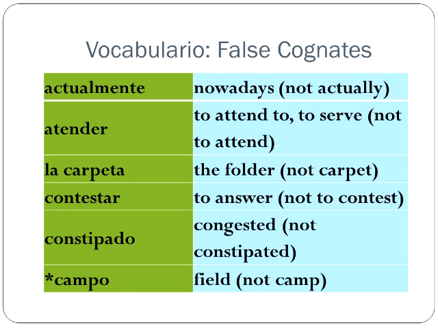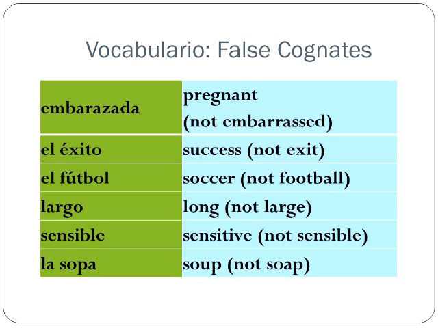We're going to do some practice as I go over each of these. Contestar is to answer, not to contest. And we have constipado, that means you're congested, not constipated. It looks like that. So you don't want to say the wrong word here. And our last one for this set is campo, which is a field, not camp. So that's our set one.